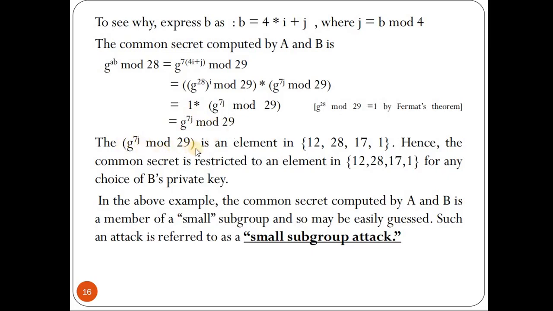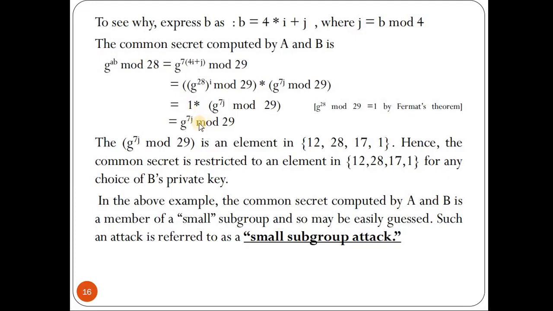So g to the power 7j mod 29 is an element in {12, 28, 17, 1}. For j equal to 1, that is nothing but g to the power 7 into 1 mod 29, that is g to the power 7 mod 29. If I take j equal to 2, it will be g to the power 14 mod 29. If I take j equal to 3, it will be g to the power 21 mod 29. If I take j equal to 4, it is g to the power 28 mod 29. I cannot go beyond that.